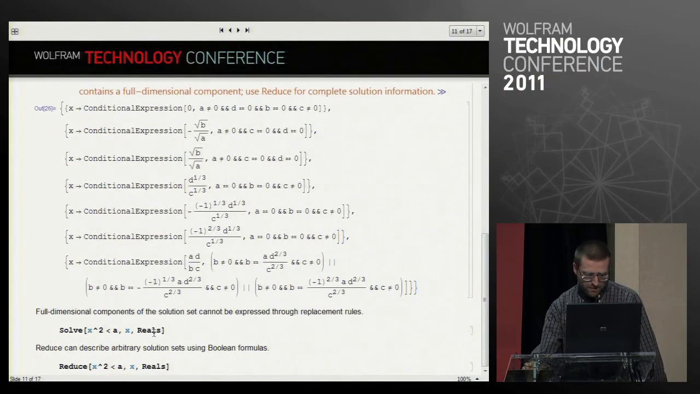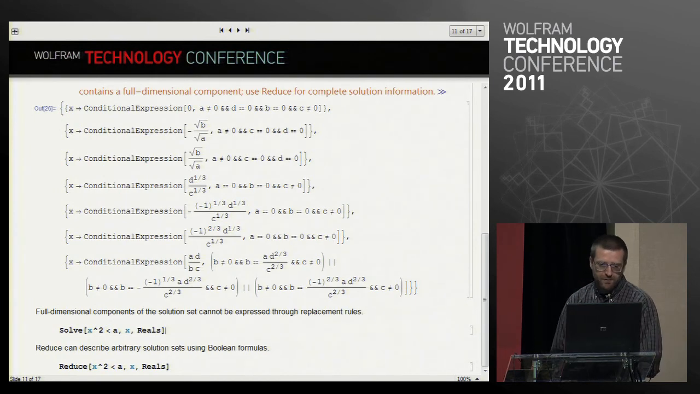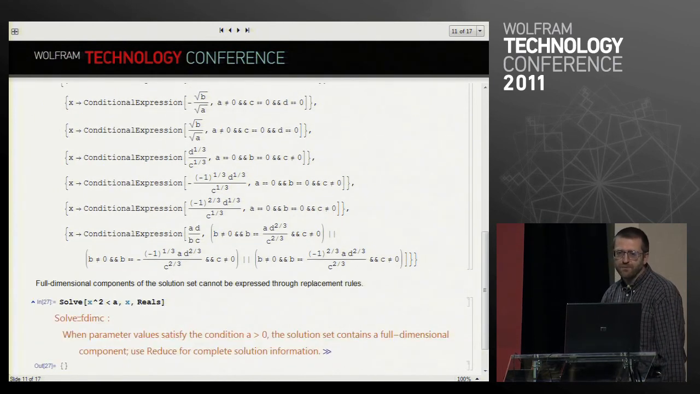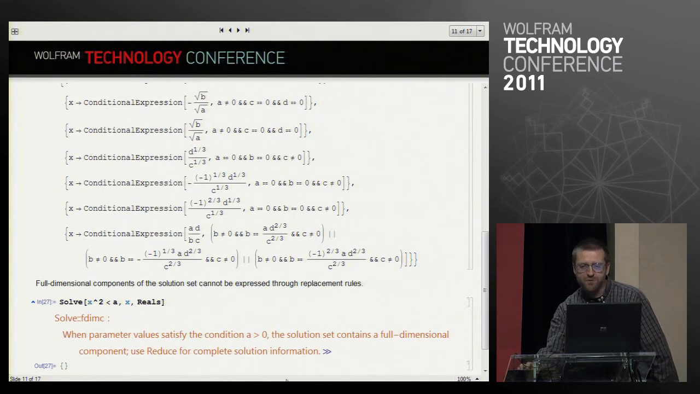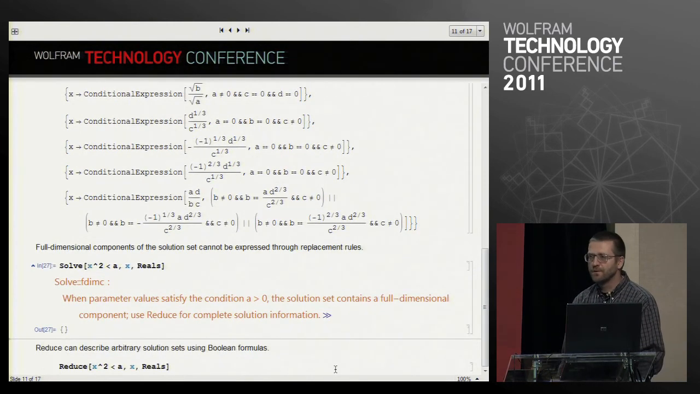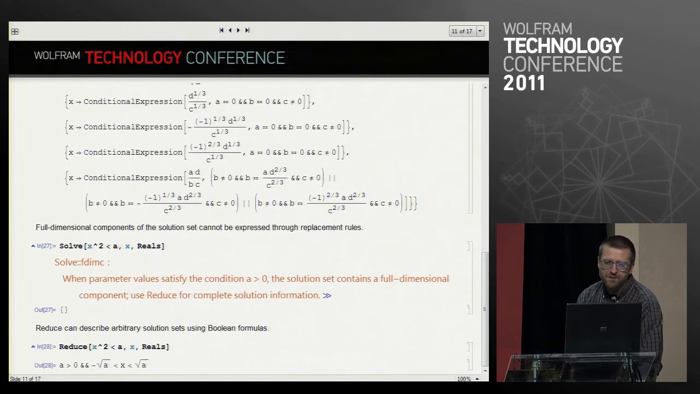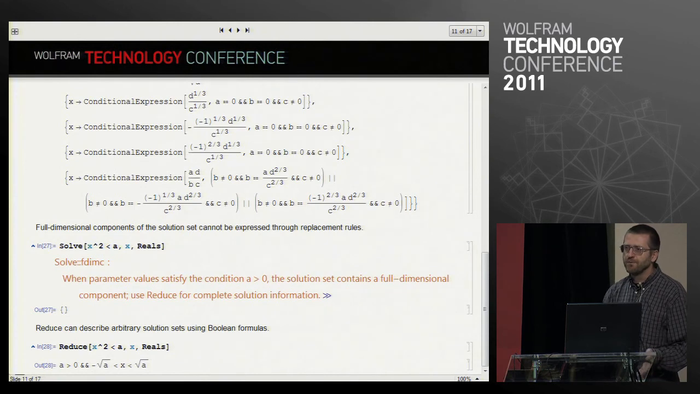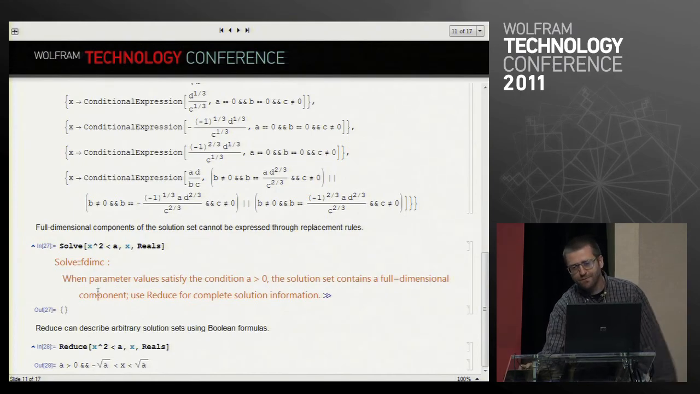So here's another case where we have a full dimensional solution set. Now it's not all solutions, but let's see what the full solution really is. It's x between minus square root of a and plus square root of a. This again cannot be expressed through replacement rules. That's why Solve gives an empty list and a message. That's the downside of trying to represent solutions as replacement rules. Not all solutions can be put into this format.